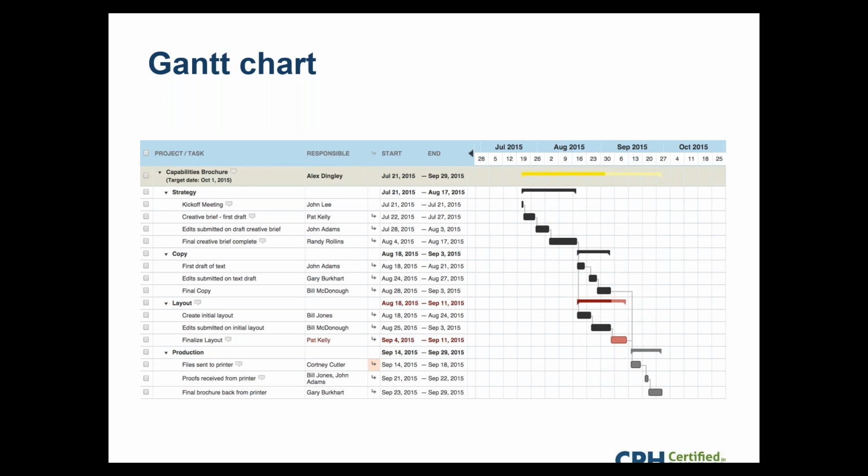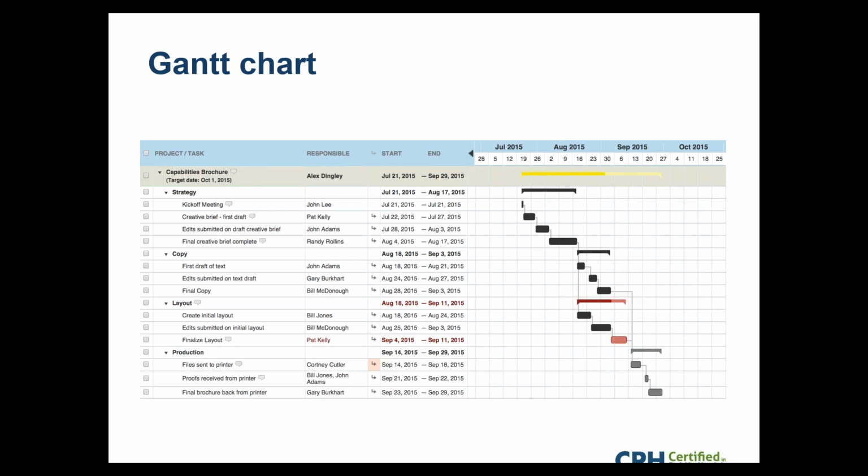On the far left-hand side, those are all the things that have to be done. You might group them under certain objectives or phases of your project. You see that? Strategy, copy, layout, production. And those are just all under that kickoff meeting. Those are things that need to be done.